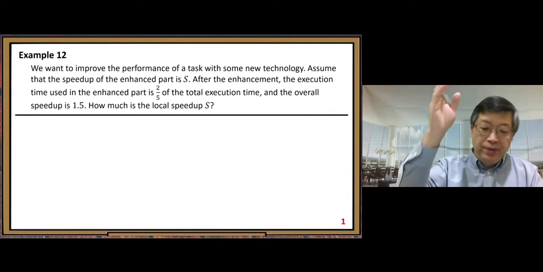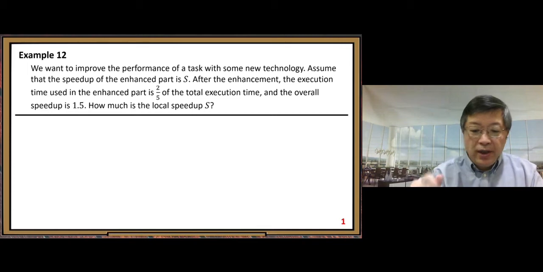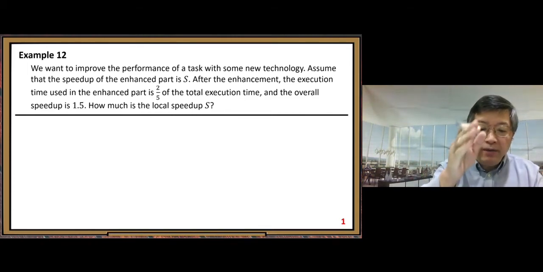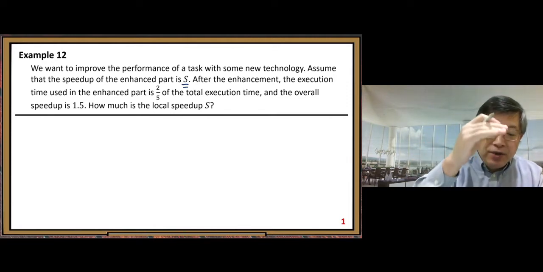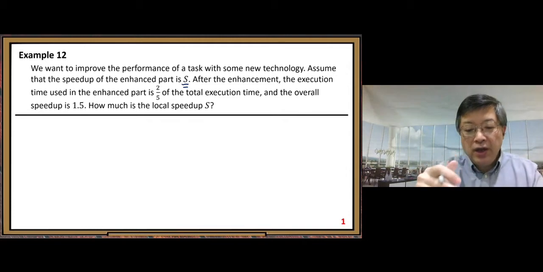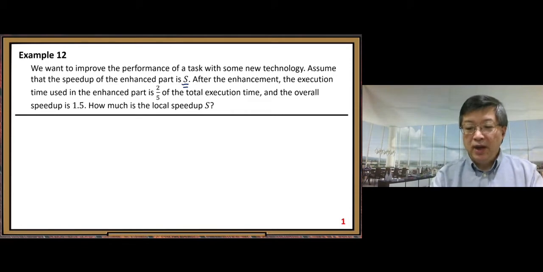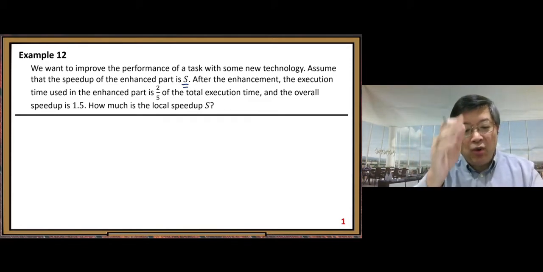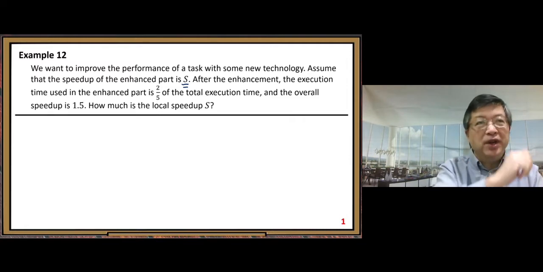We want to improve the performance of a task with some new technology. Assume that the speedup of the enhanced part is S. Then after the enhancement, the execution time used in the enhanced part is 2/5 of the total execution time. And the overall speedup is 1.5. How much is the local speedup?